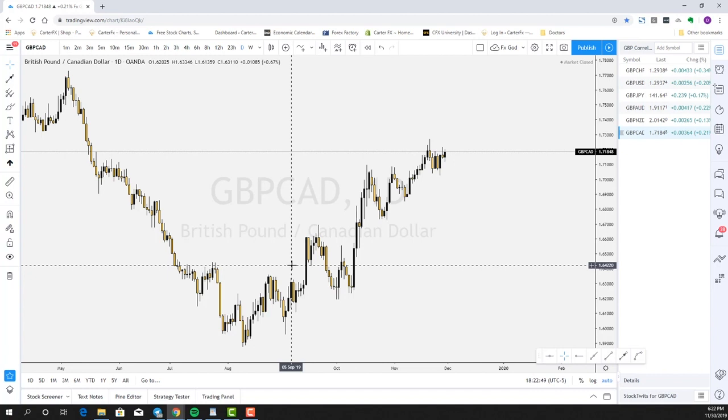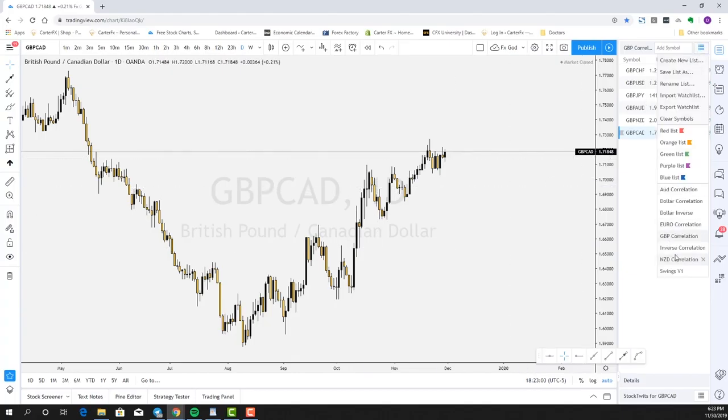And then from there, GBP USD and GBP JPY can potentially do their own thing. And GBP AUD and GBP NZD can actually do their own thing as well and go opposite of those two. Now let's take a look at some of our inverse correlation pairs.